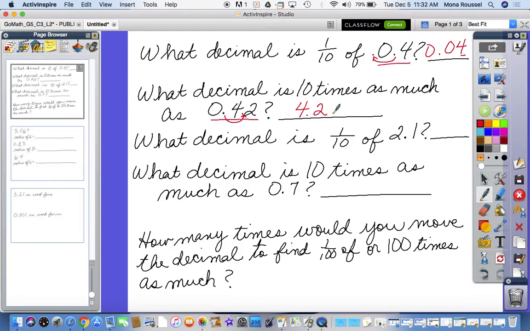So if we show this again in the next two problems, what decimal is 1/10 of 2 and 1/10? Well, since we're taking 1/10, we know the number is going to get smaller, and these digits have to move to smaller place value columns to the right. In order to do that, we're going to do the opposite, move the decimal to the left.